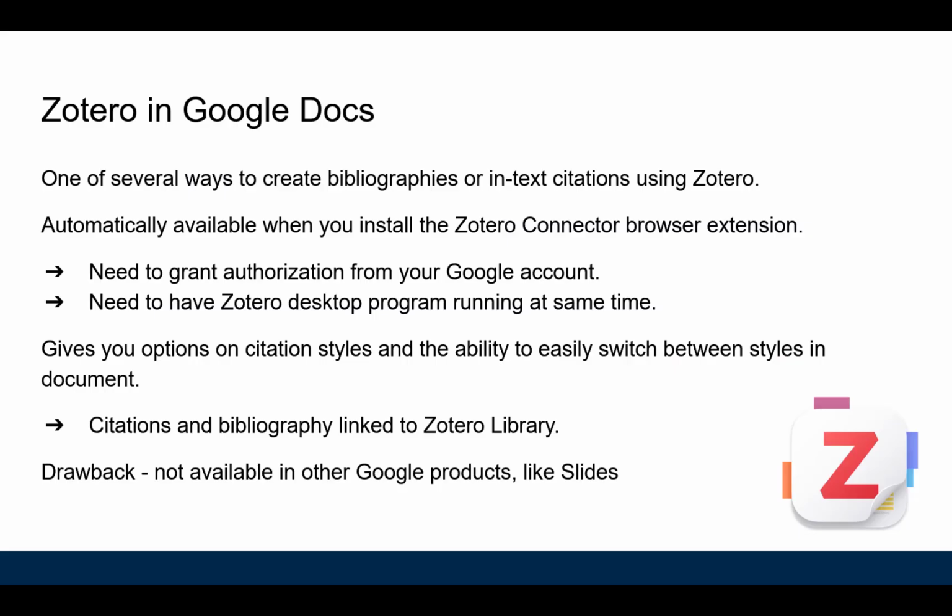So the way that the Google add-on works is that you have to add the Zotero browser connection to your browser. You're also going to need to grant authorization from your Google account, and then you're going to need to have the Zotero desktop program running at the same time. And we'll show you how to connect all this stuff in just a minute. But what's really nice about this add-on is that it's going to give you options on citation styles as well as the ability to easily switch between different ones. However, there is a drawback that it is not available on other Google products like Slides, but again, there are additional ways to get citations and references onto those using Zotero as well.